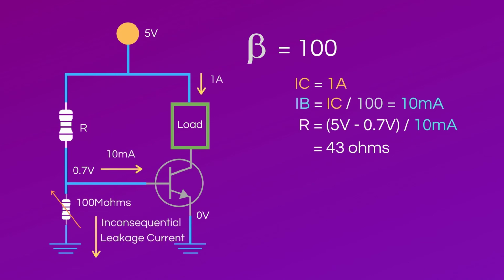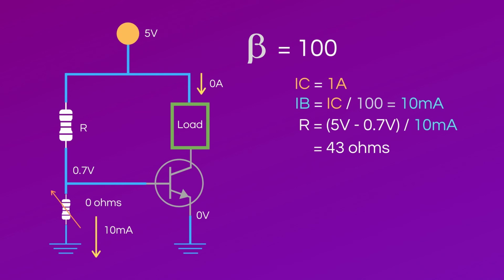If the variable resistor is set to a very large number, such as 100 megaohms, almost all of the 10 milliamps will go into the base. An insignificant amount of leakage current will go to ground. If the variable resistor is set to 0 ohms, the entire 10 milliamps will go to ground. As no current is going into the base, no current will flow through the load.